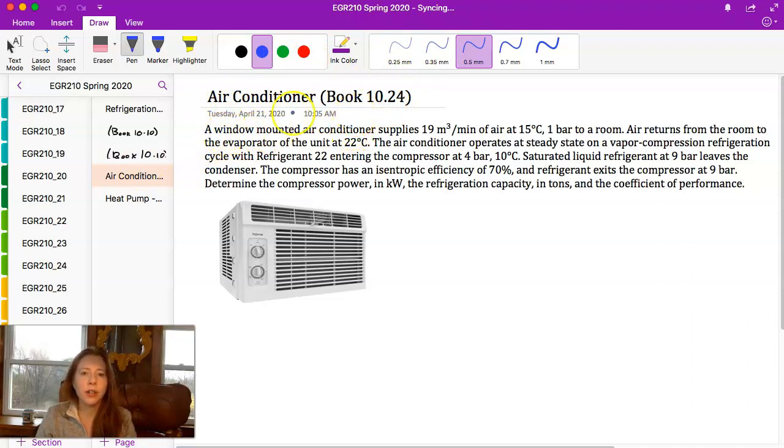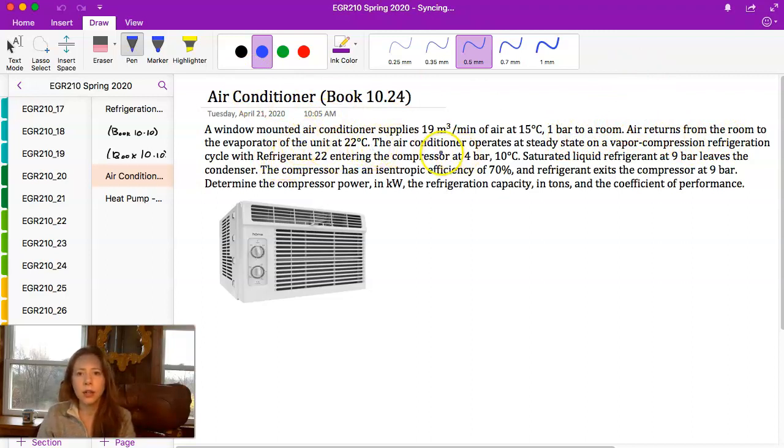Window-mounted air conditioner, and in case you don't know what one looks like, there's an image below, supplies 19 meters cubed per minute of air at 15 degrees Celsius and 1 bar to a room. Air returns from the room to the evaporator of the unit at 22 degrees Celsius.